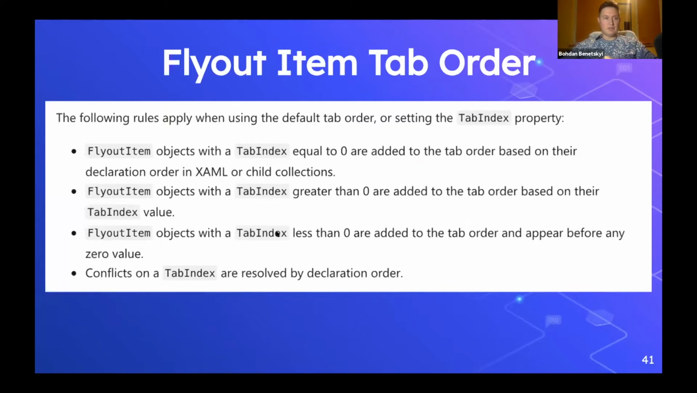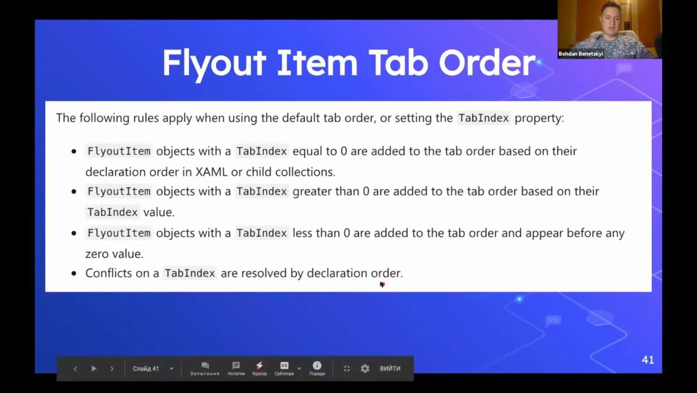But also, if you don't want to modify the ordering itself, you can just set the special tab index according to the rules that you see on the screen. Also, good to mention, if there are any conflicts, they will be resolved by declaration order. That order is where you placed it in the XAML files.